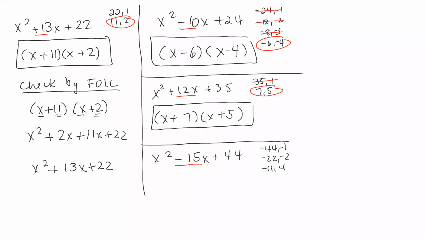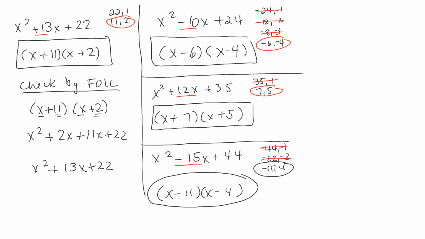We start and look at adding them. Well, negative 44 and negative 1 doesn't work. It's negative 45. Negative 22 and negative 2 doesn't work. That's negative 24. So then hopefully negative 11 and negative 4 does add up to negative 15. So we take two binomials, start them both with an x, and fill in those factors. And that's it right there. Let me do that as a box so it's consistent. So there's your final answer.